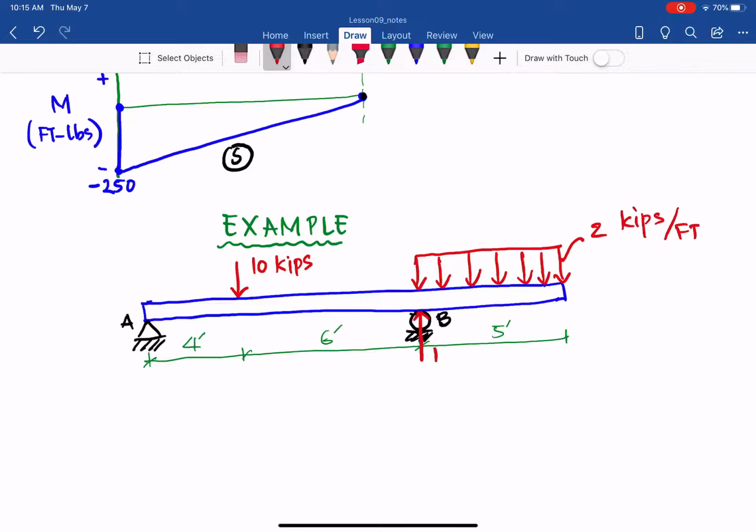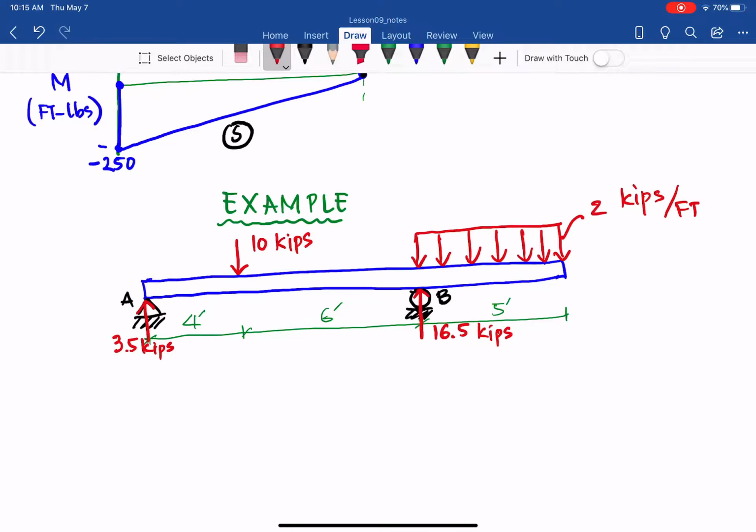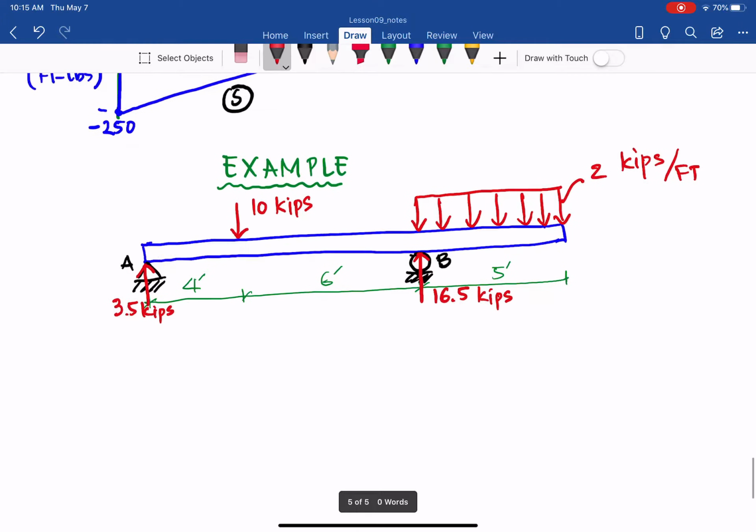So you will find out it's 16.5 kips at B, and then sum up all the forces in the y direction. You can find out the reaction at A, vertically 3.5 kips. And if you are not sure, I want you to check another way. You sum up all the forces in Y to find A, and then take moment about B to find out also 3.5 kips. If both ways you get the same answer, then you're good to go ahead and draw the diagram.